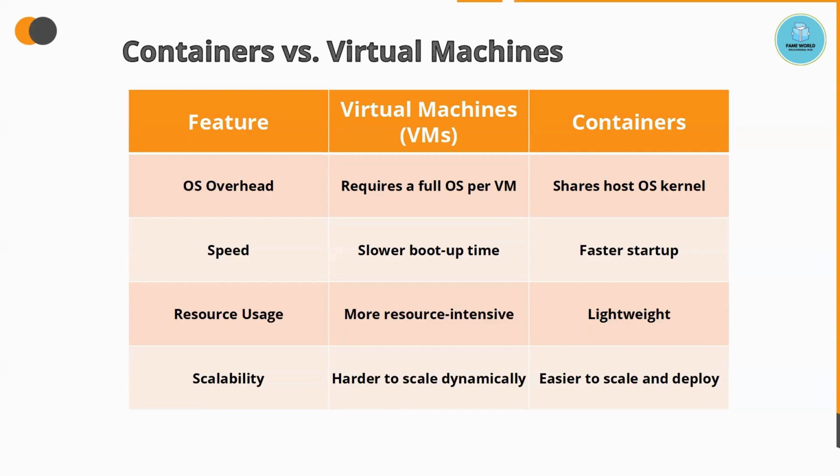When we talk about speed, virtual machines have a slower boot time as compared to containers, because containers are faster at startup. Then resource usage: virtual machines are more resource intensive, and containers are lightweight. Containers are fast and have the shared host operating system, which is why they are fast and lightweight. Then scalability: a virtual machine is harder to scale dynamically, whereas a container is easier to scale and deploy. You can just take a look at the comparison.